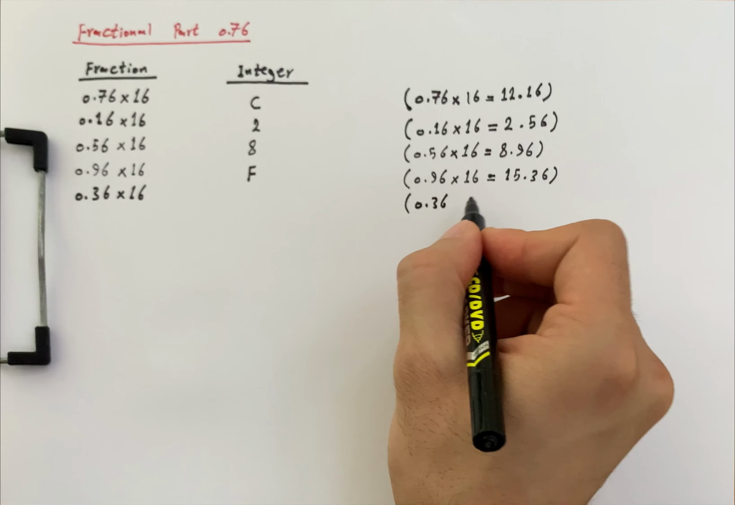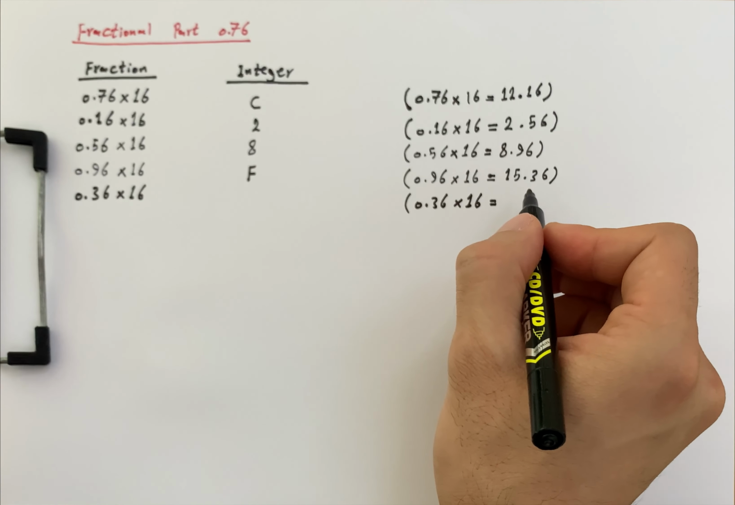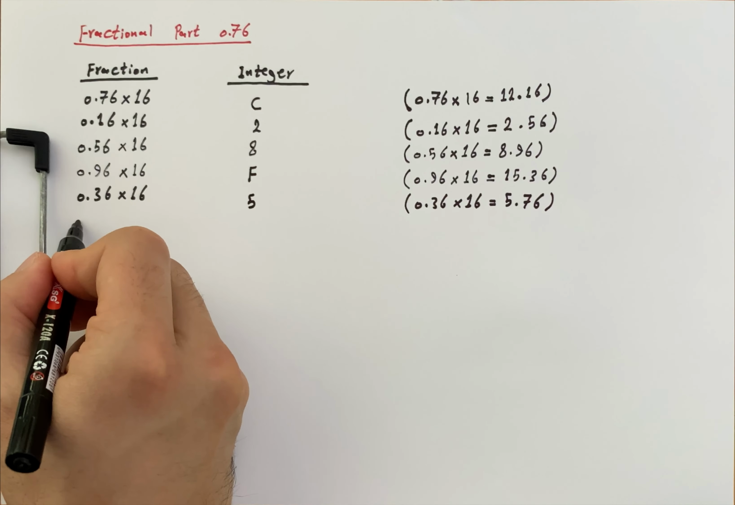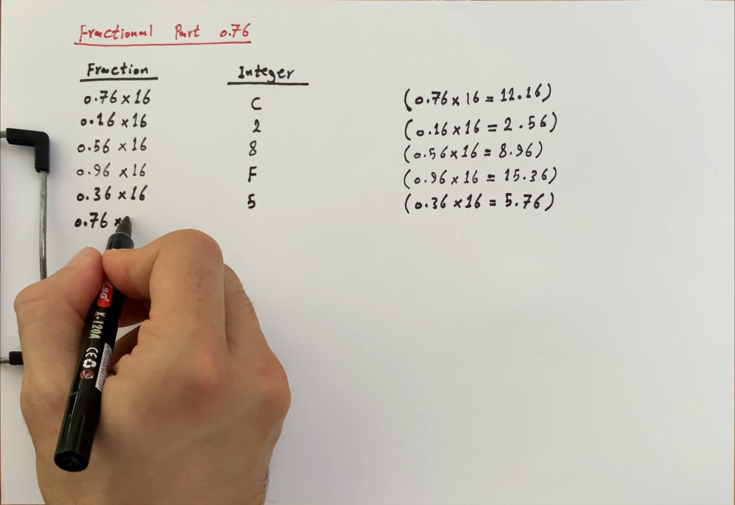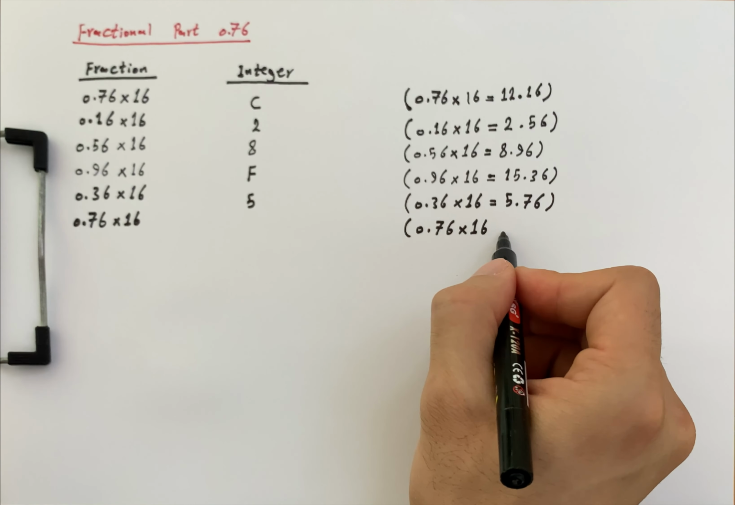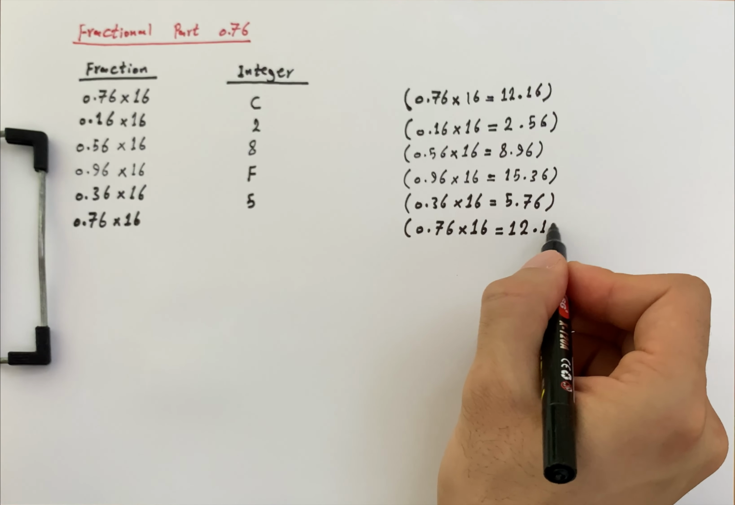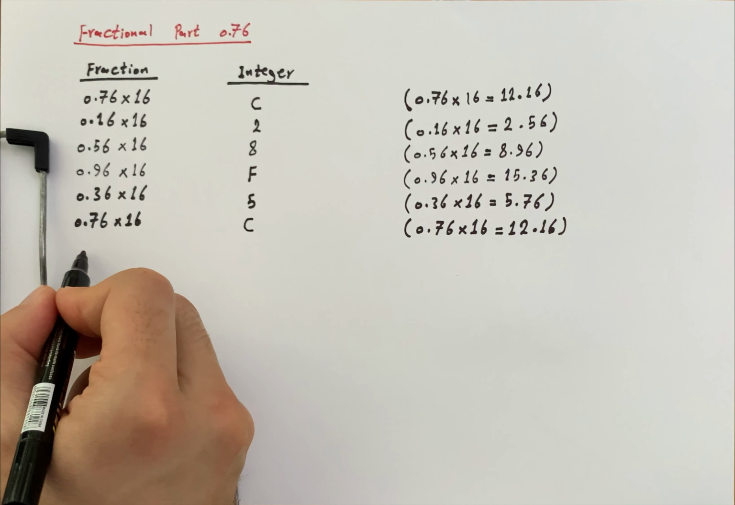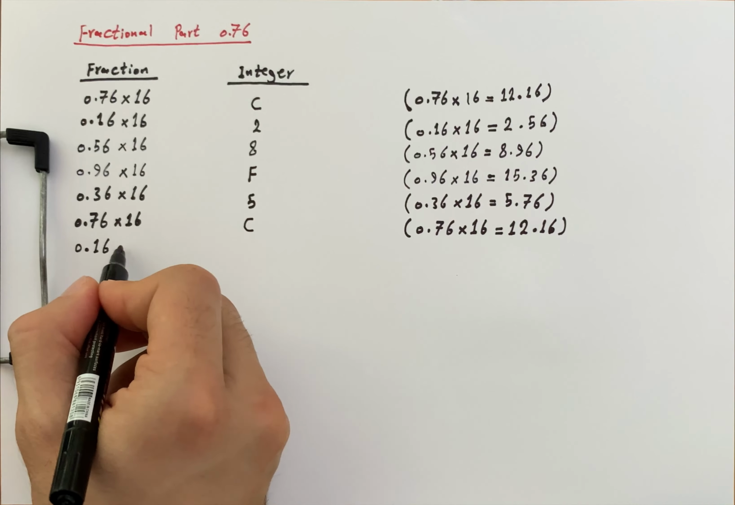Then multiply the number 0.36 by the base 16 equal to 5.76. So the integer part is 5 and the fractional part is 0.76. Then multiply the number 0.76 by the base 16 equal to 12.16. So the integer part is 12, which is equal to C in hexadecimal, and the fractional part is 0.16.